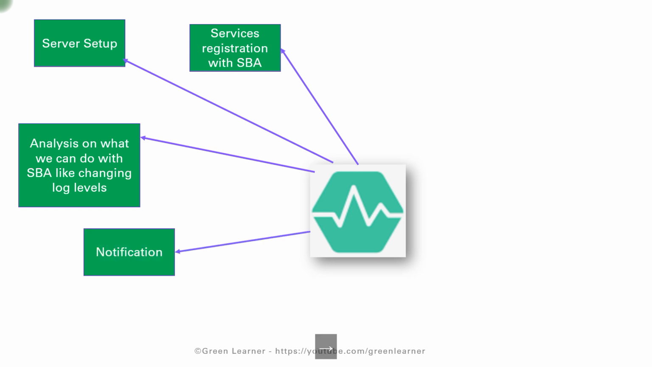After doing this, we also showed the notification part. If any new application is coming and getting registered with the Spring Boot admin server, we are now able to get the notification. And if any application is going down, we are getting the notification. So we do not have to go to the Spring Boot admin dashboard and check again and again. We are getting the notification for that.